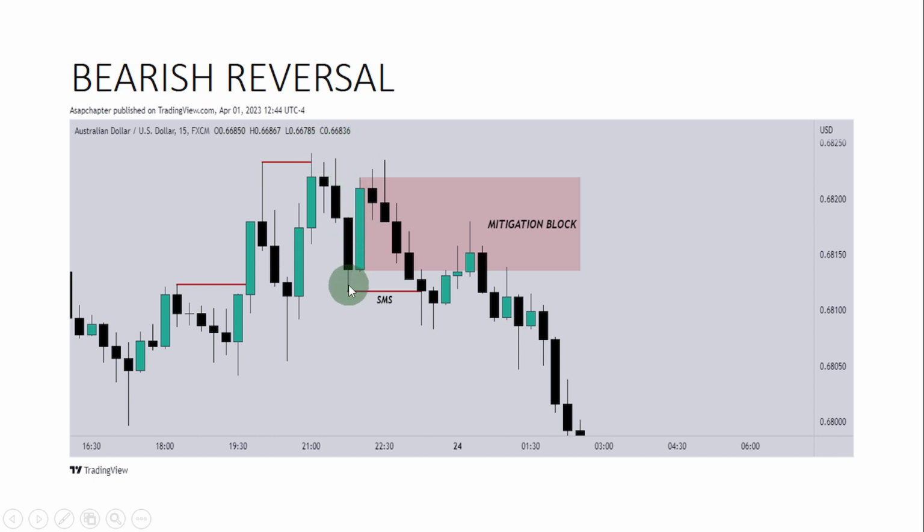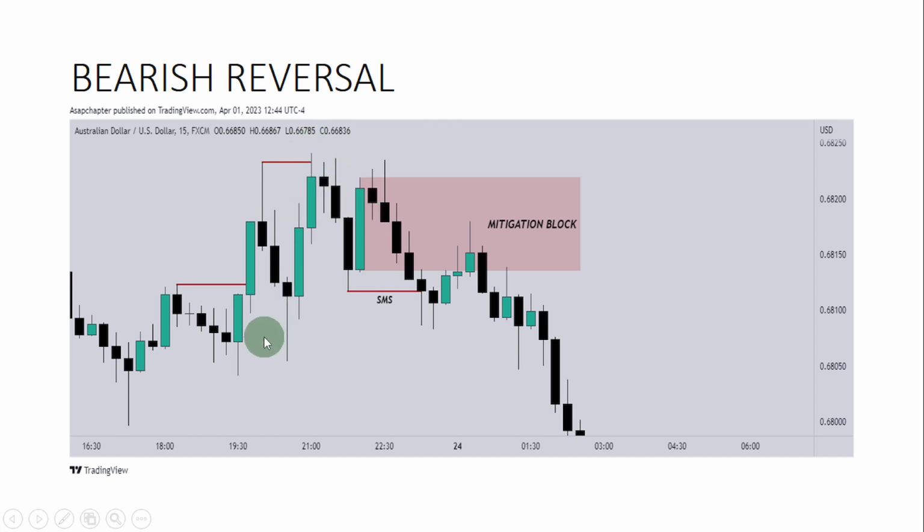But you can see that we pulled back, but we failed to break this high. We failed to continue the trend. We failed to break this high. So after they failed to do that, and then price breaks this low, this becomes a mitigation block. This bullish candle that tried to go higher, that failed, becomes your mitigation block.